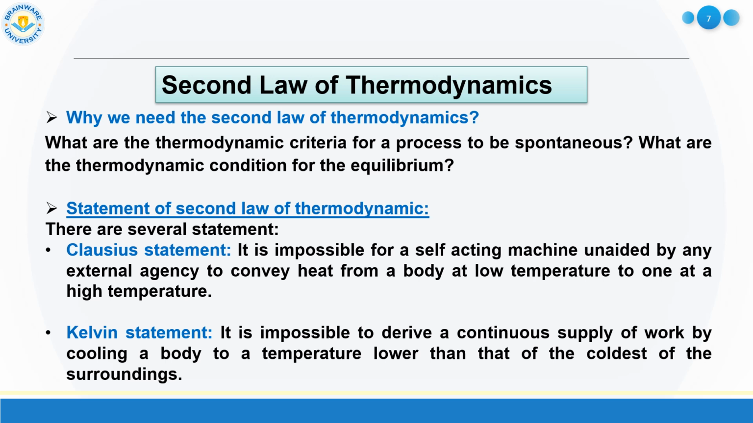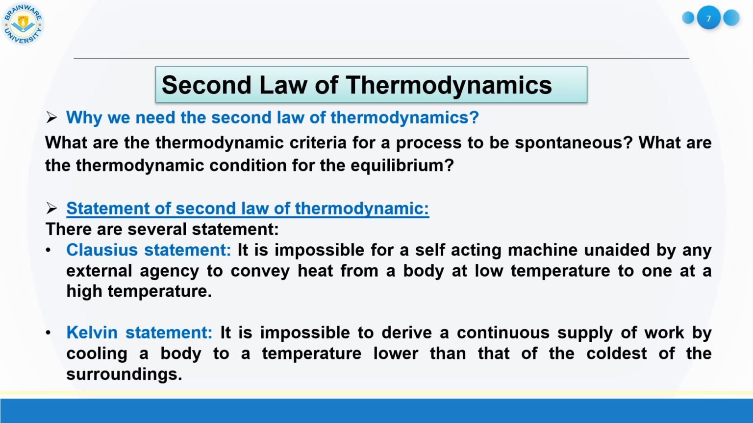So there are several statements. I will mention the two important statements, one given by Clausius and the other given by Kelvin. I will just read out the Clausius statement. It is impossible for a self-acting machine unaided by any external agency to convey heat from a body at low temperature to one at a high temperature.